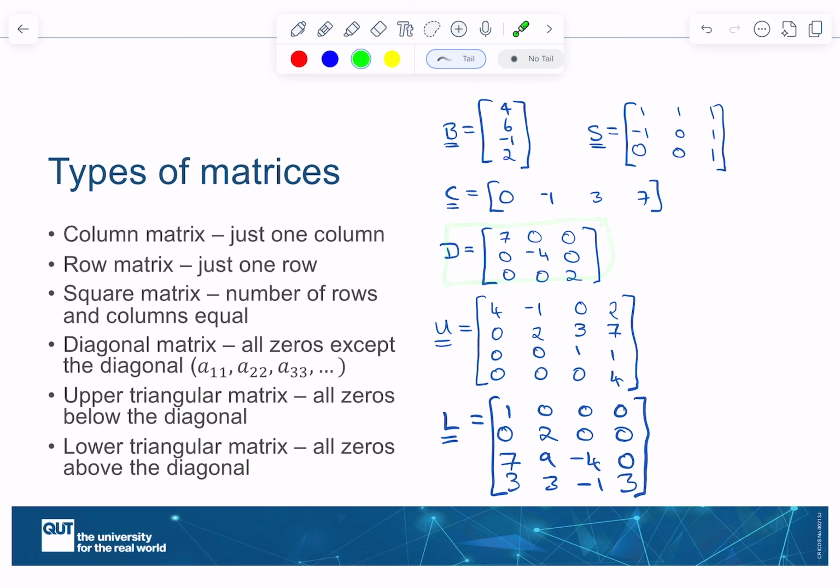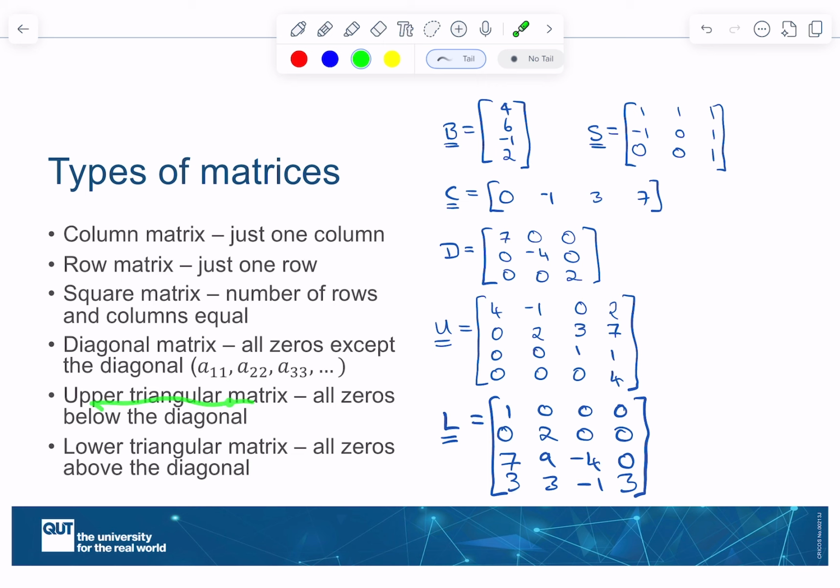A diagonal matrix is a matrix that only has non-zeros on what we call its diagonal elements. So the diagonal elements are a11, a22, a33, and so on. So row 1, column 1, row 2, column 2, row 3, column 3, and so on, depending on what the size of the matrix is. So as long as there's no non-zeros outside of that diagonal line, we'll call it a diagonal matrix. There could be zeros on the diagonal, that's fine, but we just don't want any non-zeros outside of it.